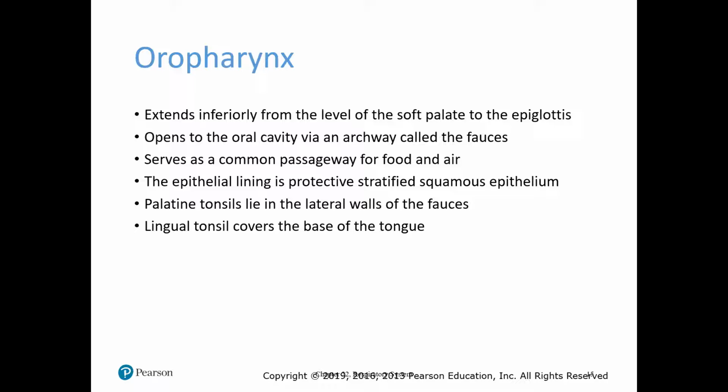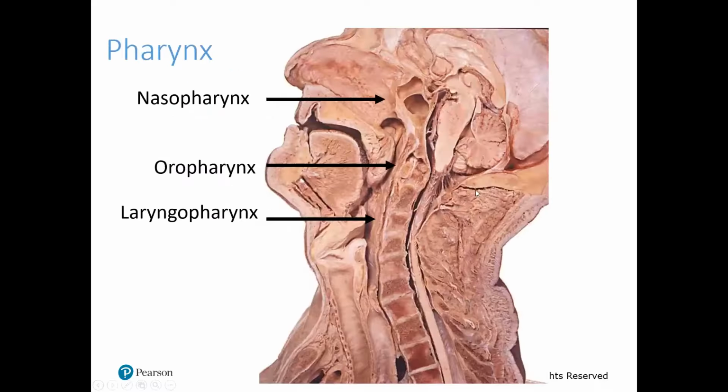The oropharynx is from the soft palate to the epiglottis. The epiglottis is the opening that controls access to the trachea. The oropharynx is a common tube for both food and air. And you can see there's the oropharynx. Air comes down this way, food comes down this way. They share the oropharynx, they share that tube. And then, down here at the laryngopharynx is where we divide it.